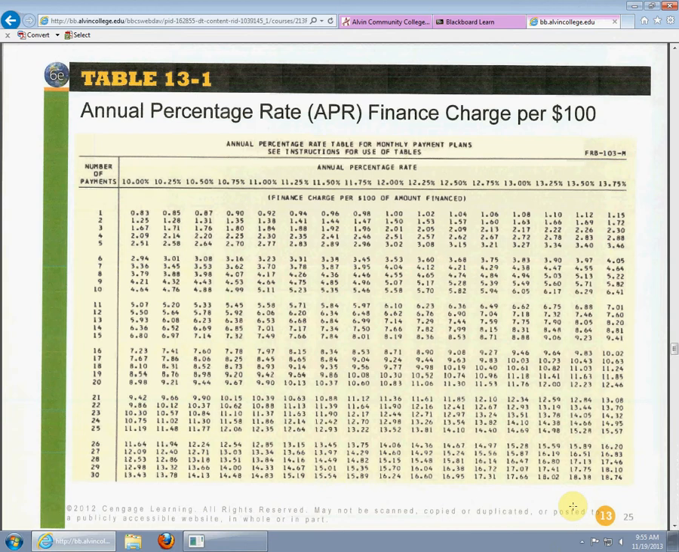Step 2, you're going to use this $14 and the number of payments, 24. So you're going to look at your table and find the number of payments, 24. You're going to scan across till you get to something that's close to $14. Okay, it's $14.10. You follow that to the top and it gives you an APR of 13%. So the final answer is 13% is the APR.